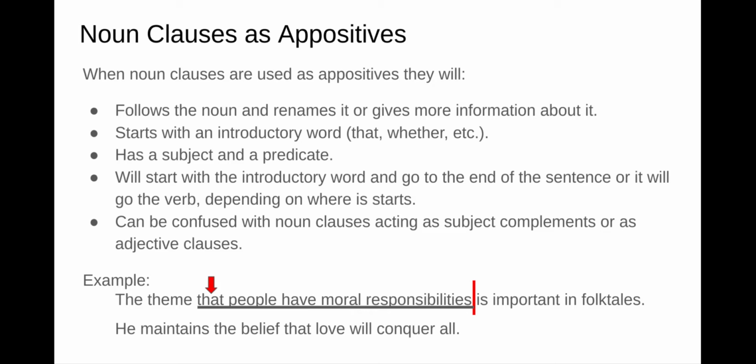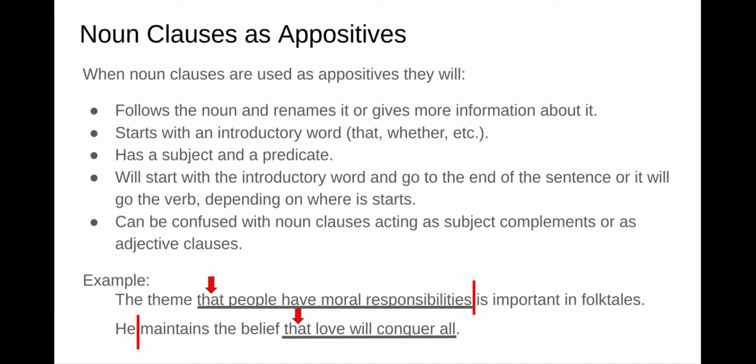He maintains the belief that love will conquer all. So step one, let's divide this by subject and predicate. He, that's the subject, maintains is the main verb. So we're going to divide our sentence right there. He does what? He maintains. So if maintains is our main verb, now let's find that introductory word. Oh, there's that again. So in this case, we're going to start at that and go to the end of the sentence. He maintains the belief that love will conquer all. That appositive is giving us more information about the noun belief.